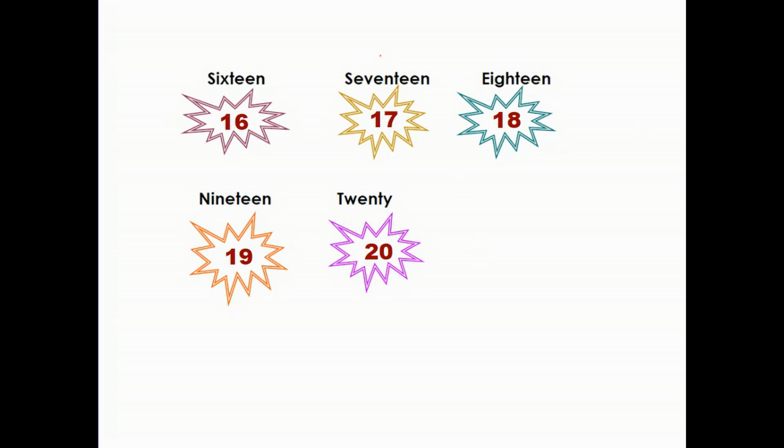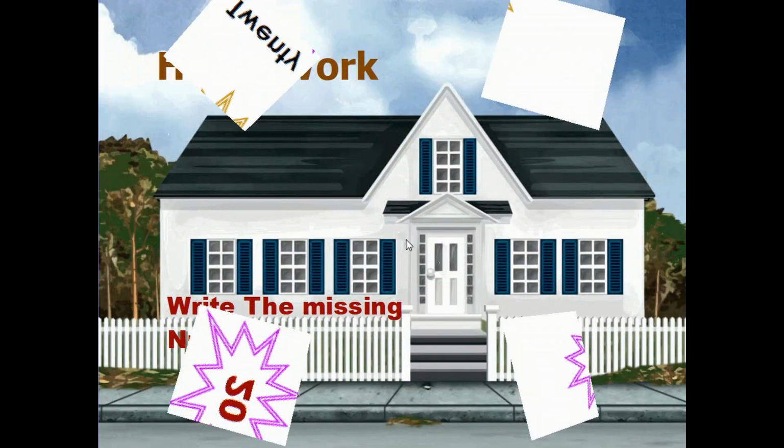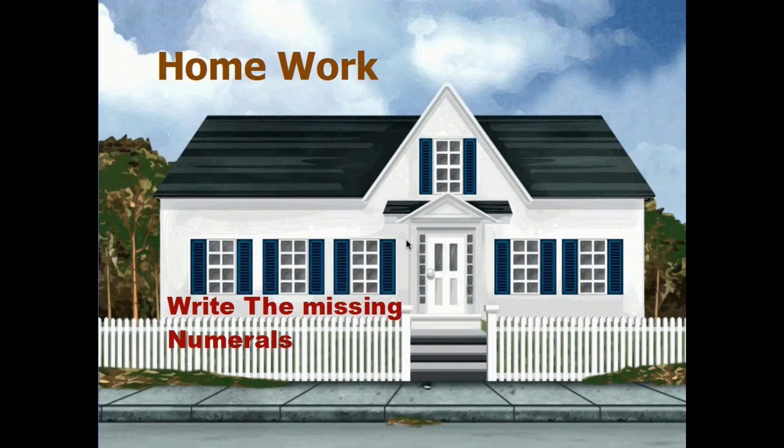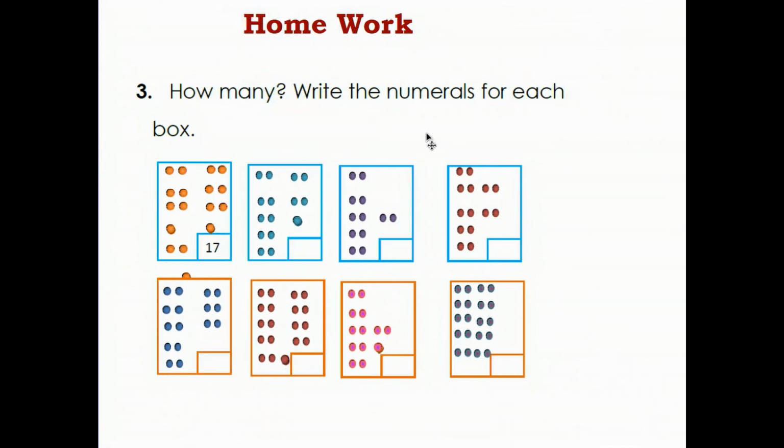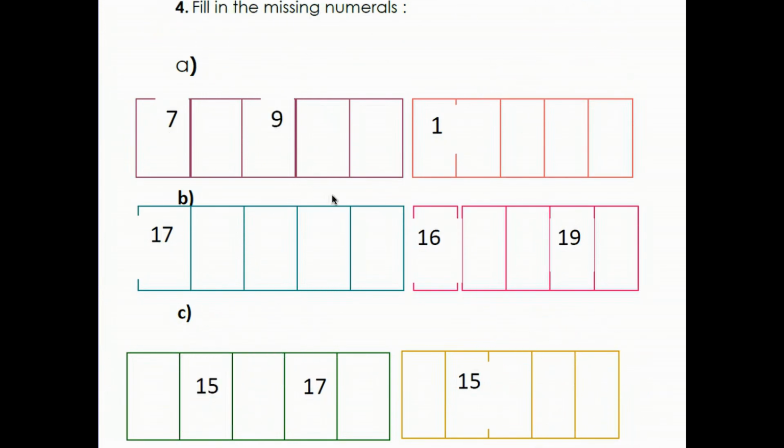Now the next one is homework. I'll give you one homework and then after that we complete our lesson. It says write the missing numbers. So you have two homework exercises. The first one is this one, and the second one is this one.